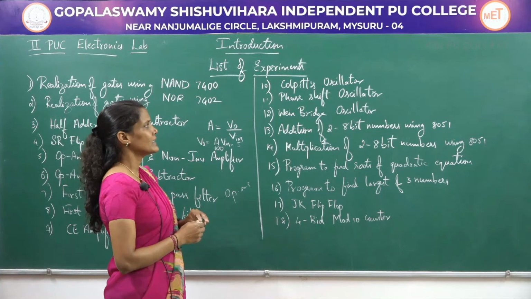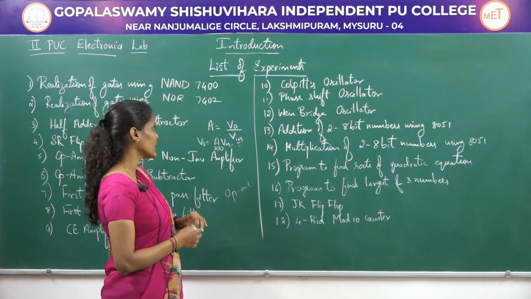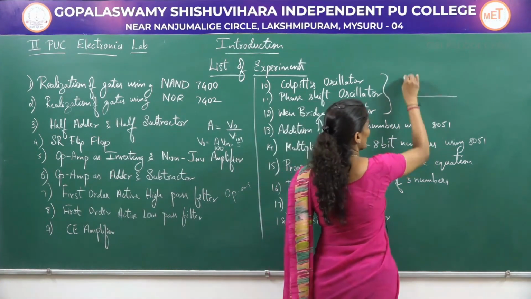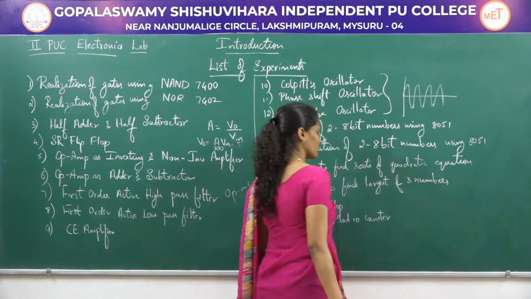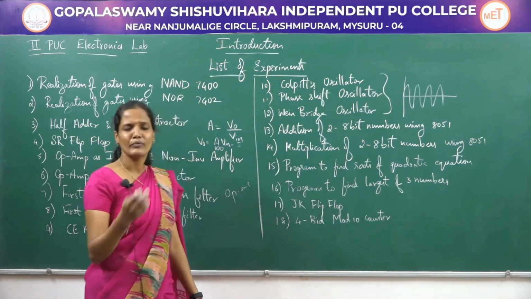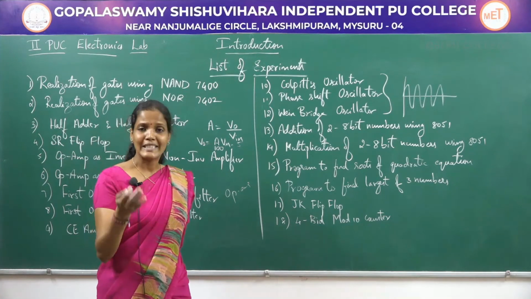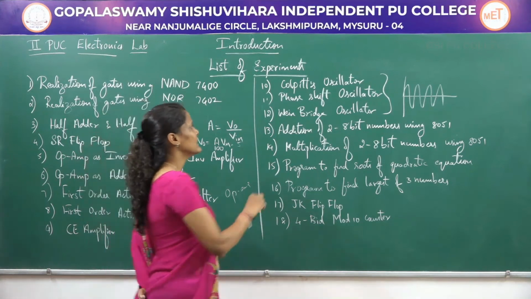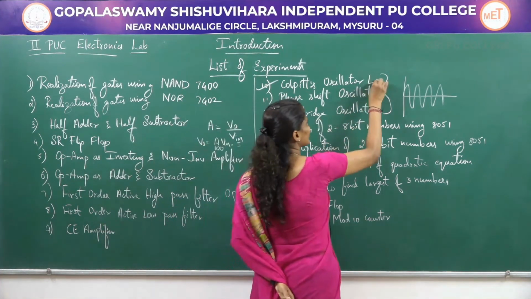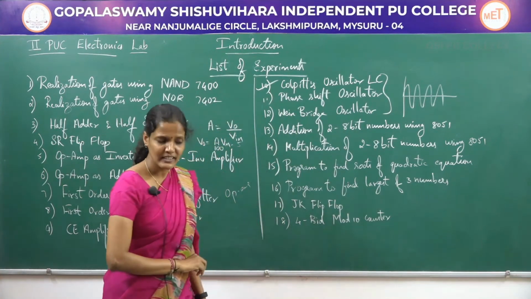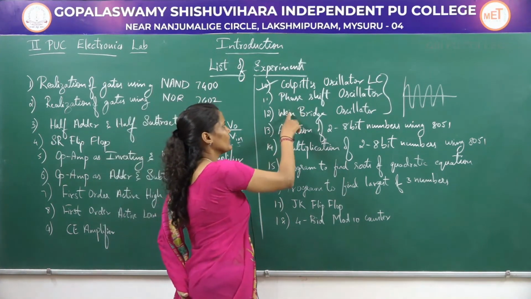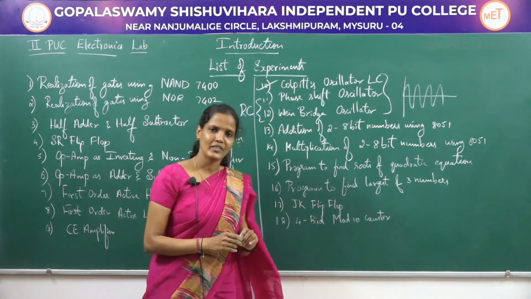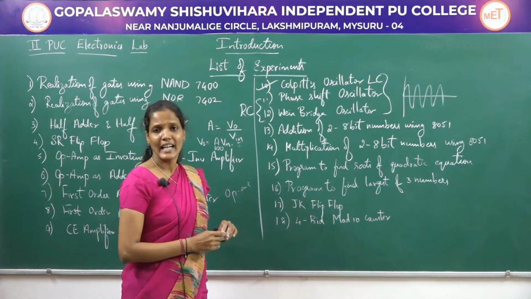Coming to the next experiment, that is the Colpitts oscillator, phase shift oscillator and Wien bridge oscillator. Oscillators are nothing but circuits which generate electrical oscillations, and oscillator circuits are of different types: LC oscillators, RC oscillators and crystal oscillators. This Colpitts oscillator is of LC type, where we use an inductor and a capacitor. Then phase shift and Wien bridge oscillators are RC oscillator types, where we use resistors and capacitors.